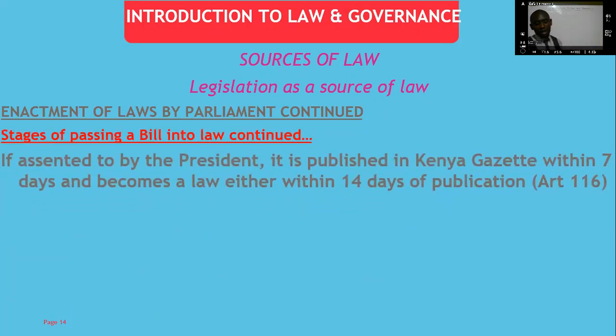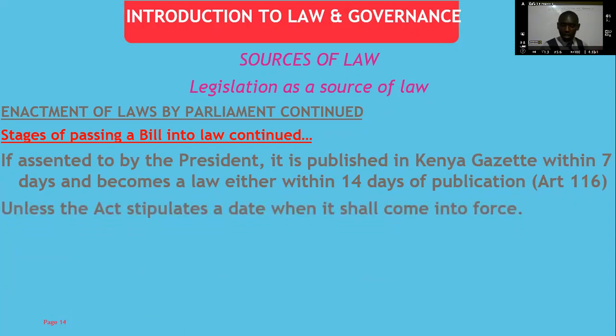If the President assents to the bill, it shall be published in the Kenya Gazette so that people are aware of it. It shall be published in the Kenya Gazette within 7 days. And therefore, it is either going to become a law within 14 days of publication in the Kenya Gazette, or it is going to become a law on the date the Act stipulates. If the Act has a specific date when it is going to become a law, then it will become a law on that date. If it doesn't have that date, it is going to become a law within 14 days.